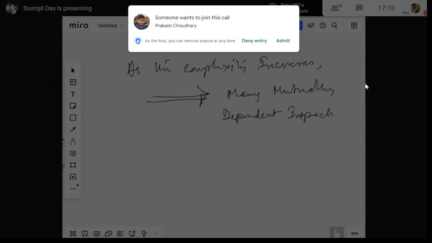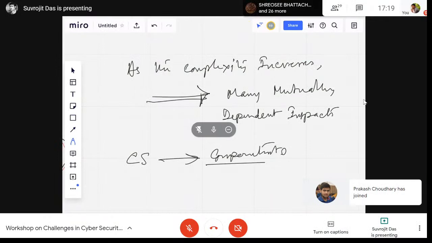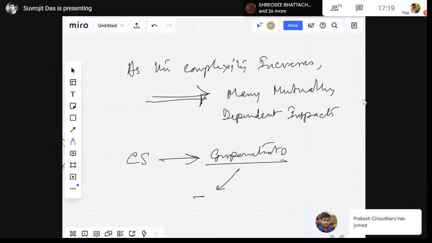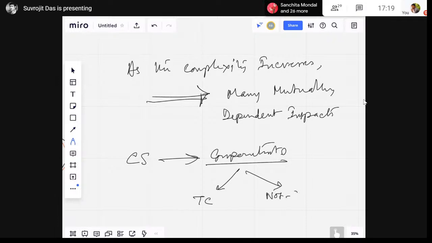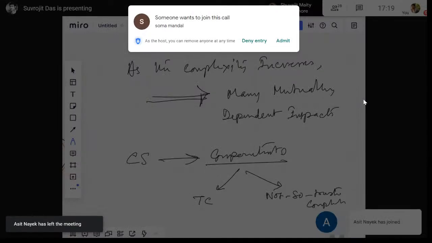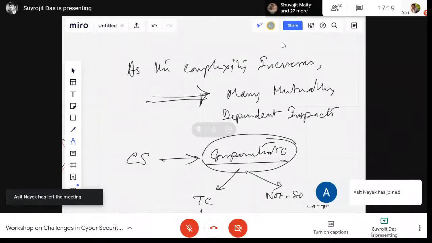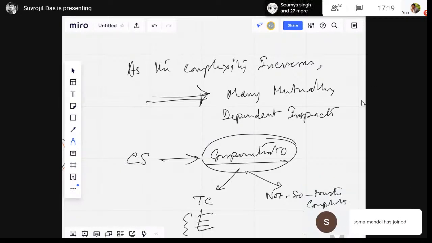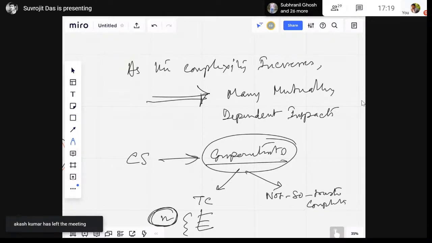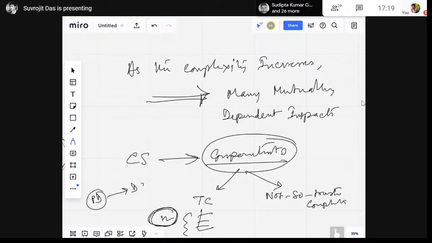So what I mean is that computing systems have components, right? And I was saying that within these components, you have to identify trusted components and the not so trusted ones. And among these trusted components, there may be n number of such components. These components will both increase in number and complexity as we go from simple personal computing devices to distributed systems.